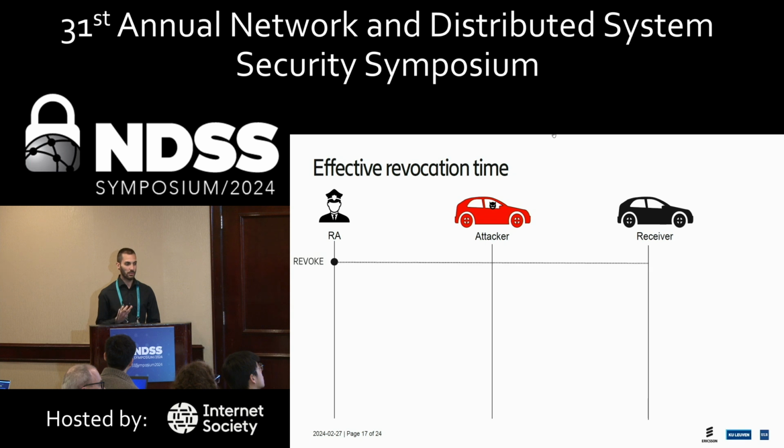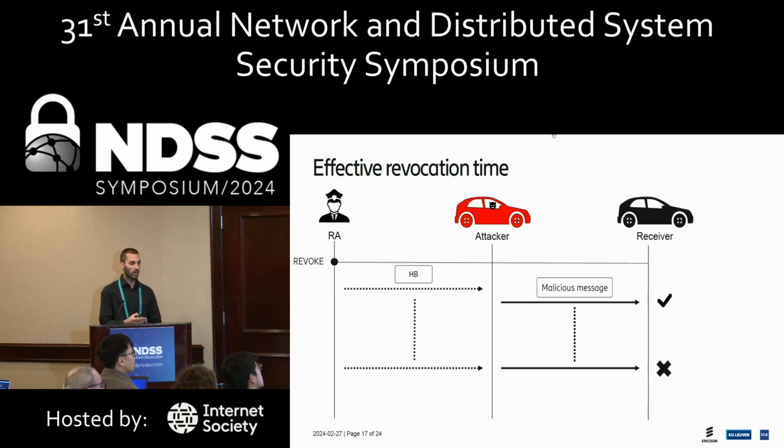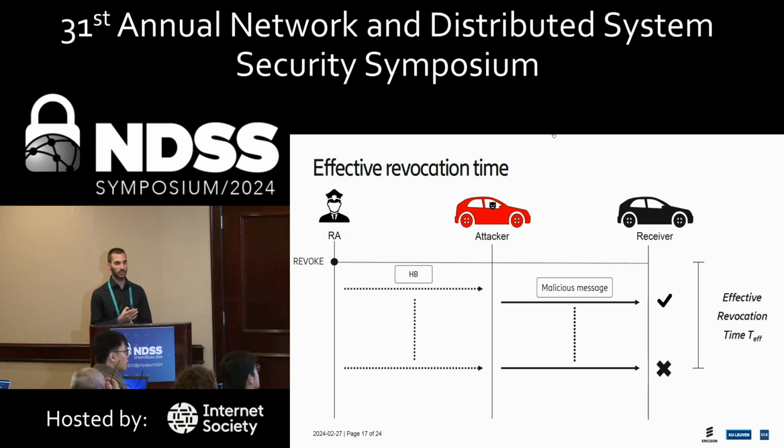So in general, we have a time where the revocation authority decides to revoke the attacker, or credentials belonging to the attacker. And for some time, there will be heartbeats after that that are sent around, but we don't know if the attacker will process them or not. And for some time, the attacker will be able to continue operating, to send malicious messages, and the receiver will accept them. This is something that we cannot avoid in any revocation scheme. There will always be some kind of time window where the attacker will continue to operate. But at some point, this will stop, either because of revocation or because of desynchronization of the attacker, so outdated timestamps used. And this time difference is something that we define as effective revocation time.